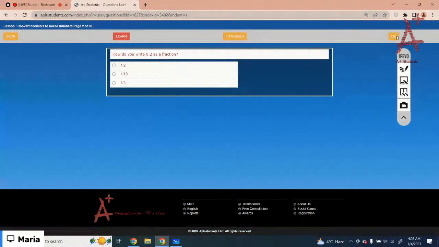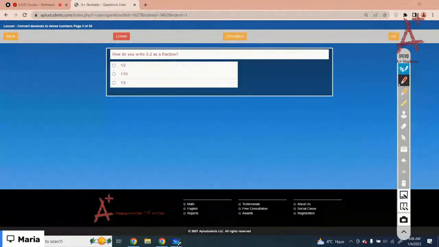Okay, the next one is how do you write 0.2 as a fraction? So you have to write 0.2 as a fraction. Just write 0.2 in fractional form. You have one digit right after the decimal point, so it would be 2 divided by 10. Got it? So divide them by a common number, that would be 2. The common number 2 can divide both numerator and denominator. So 2 divided by 2 is 1 and 10 divided by 2 is 5.